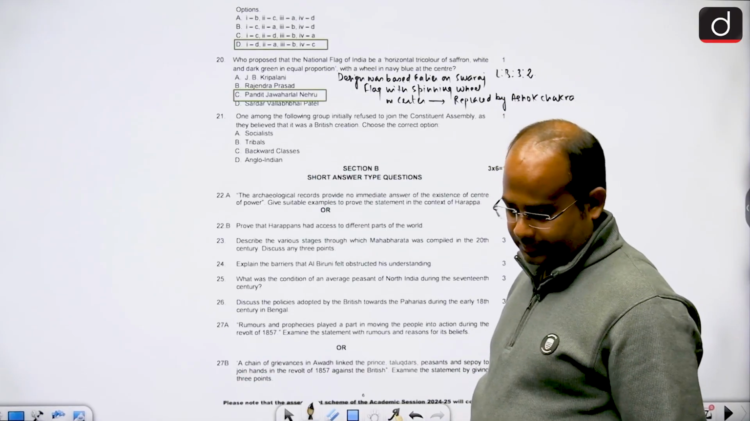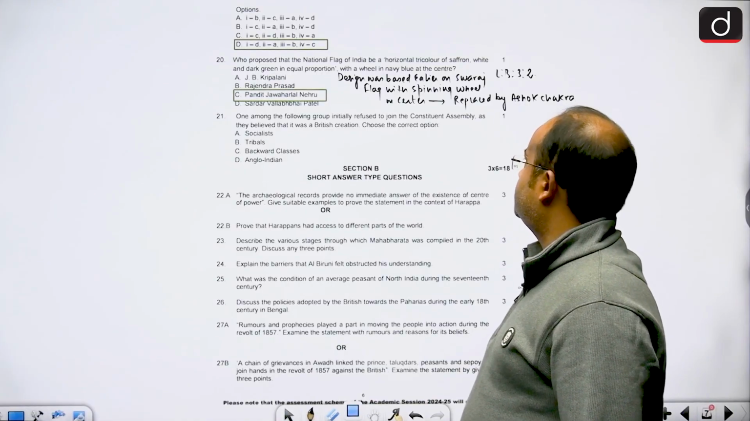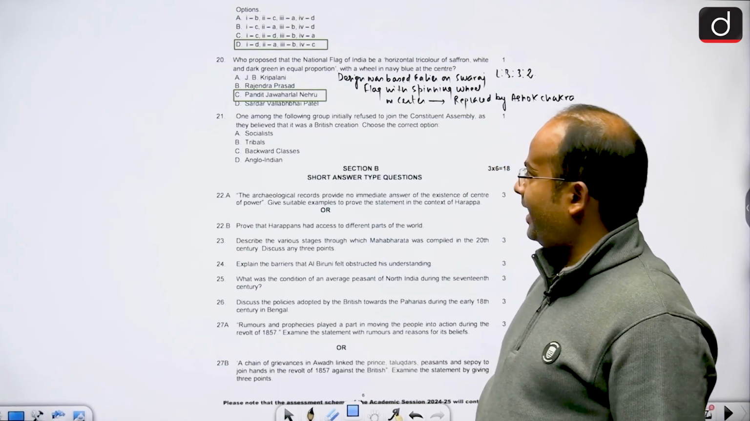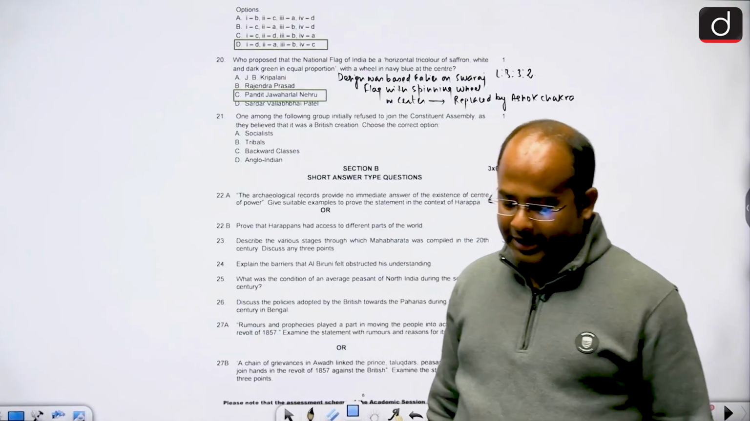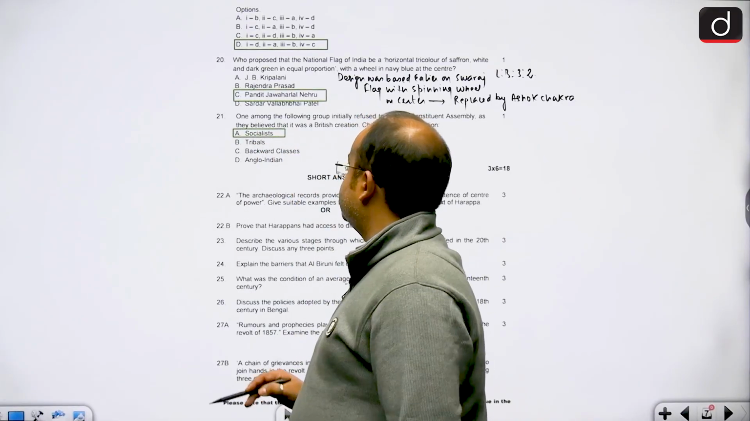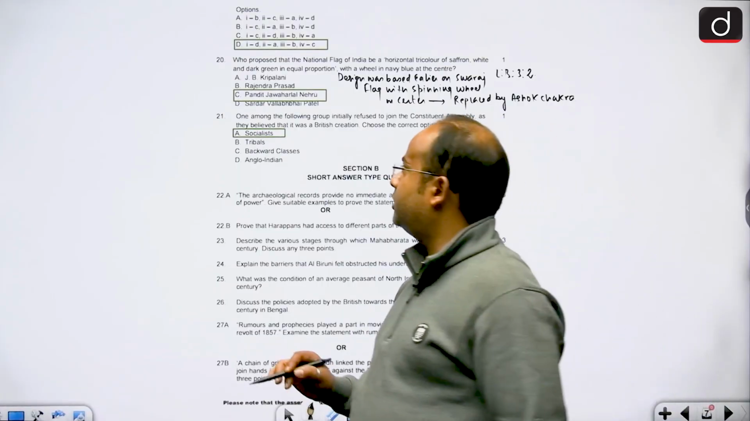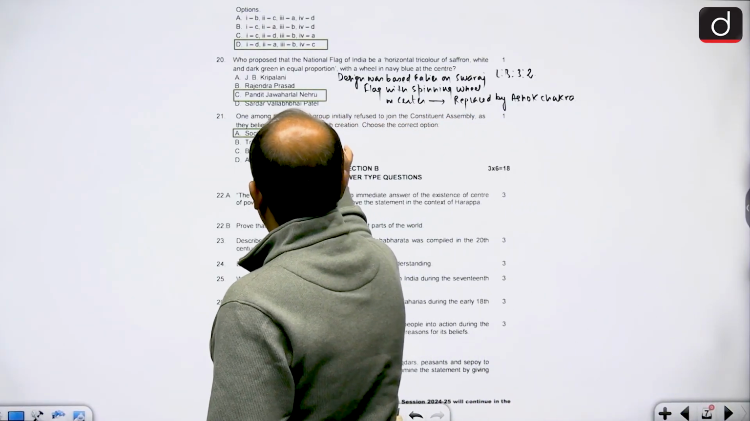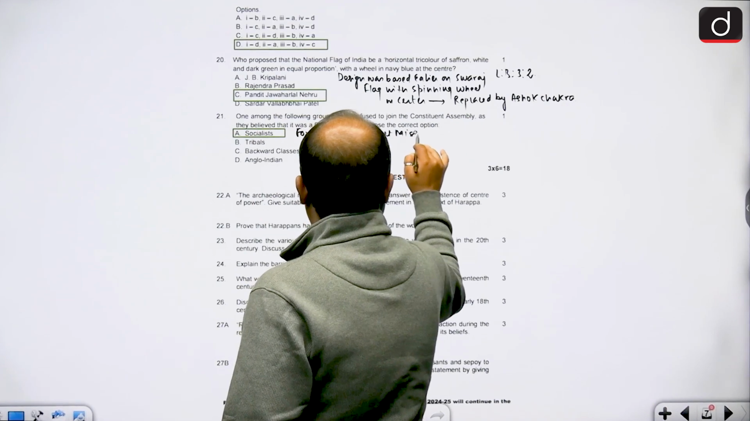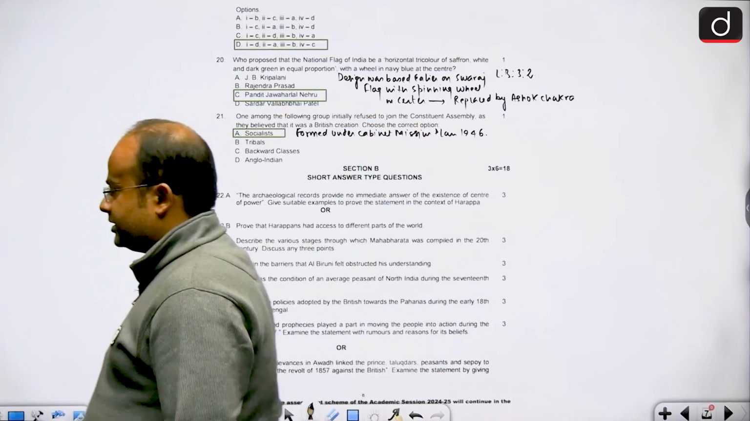Next we have the question that which among the following group initially refused to join the Constituent Assembly as they believed that it was a British creation? Choose the correct option. Socialists, tribals, backward classes and Anglo-Indians. So initially, my dear friends, the socialists refused to join the Constituent Assembly because they believed that it was a British creation and that was formed under the Cabinet Mission Plan of 1946.